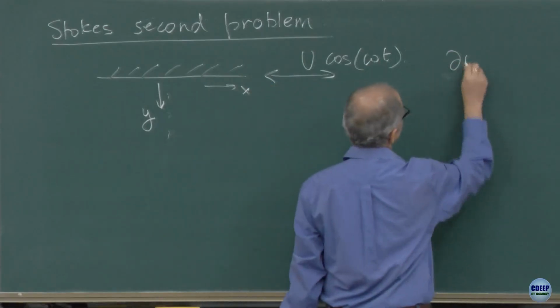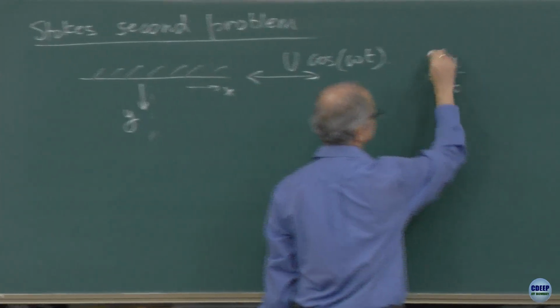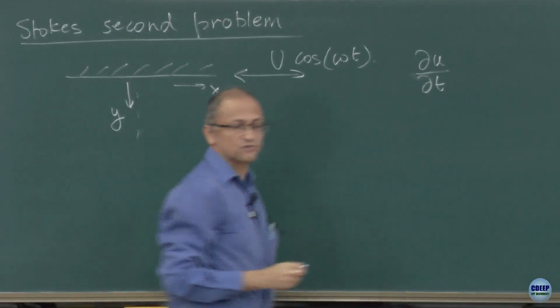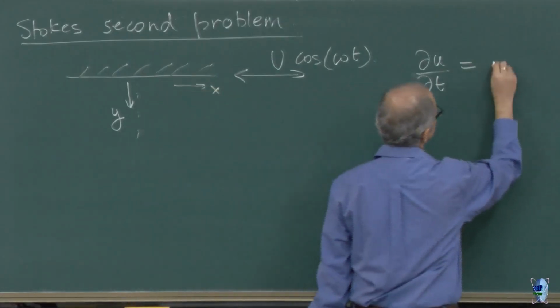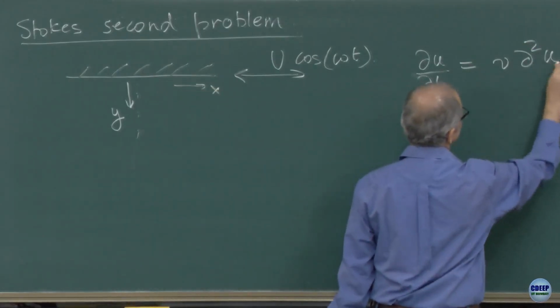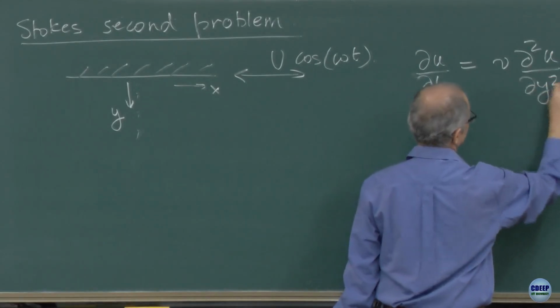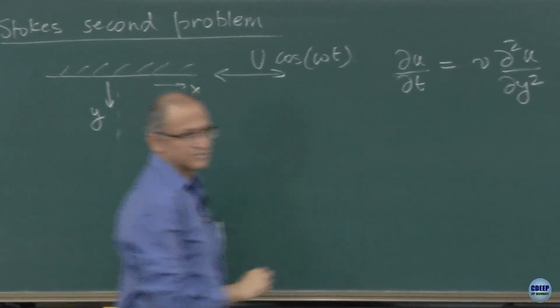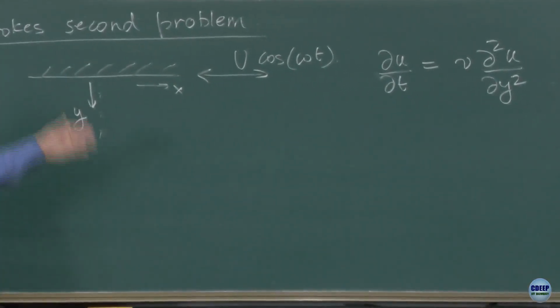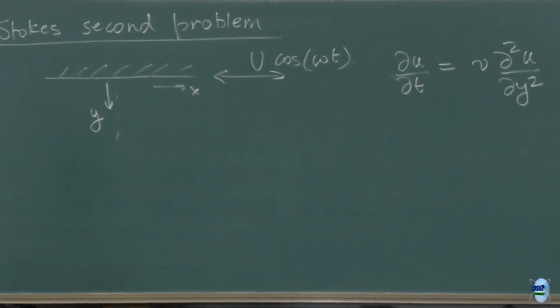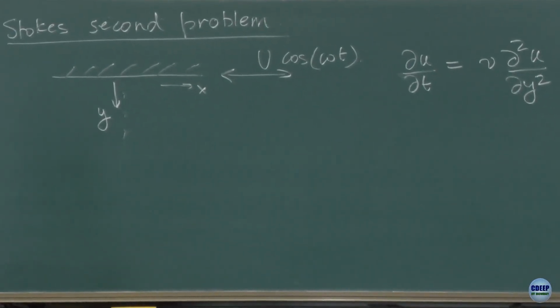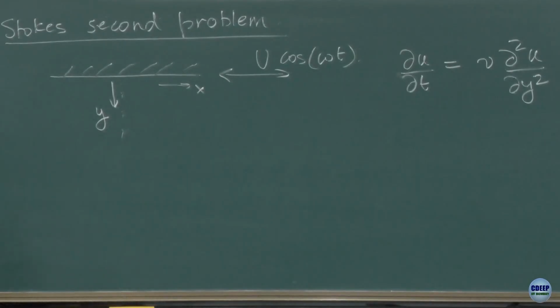That equation is ∂u/∂t, the only term that survives from the left hand side, equal to ν times ∂²u/∂y². This is the governing equation that we had earlier, and you can see that the problem has not changed in terms of how it is set up. So the governing equation should not change. Why should the solution change? Because the boundary conditions have been changed here.